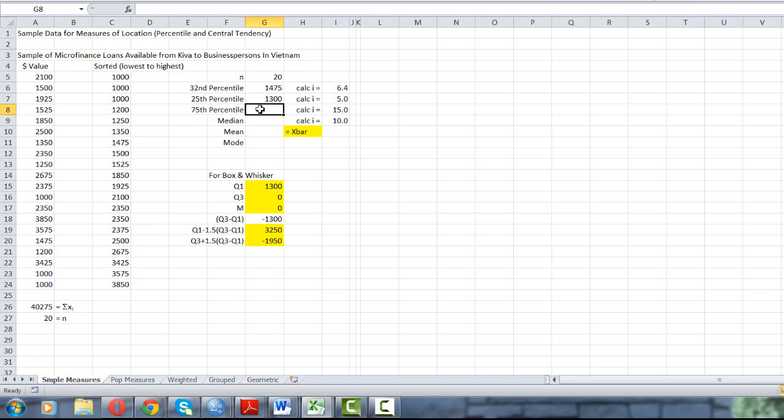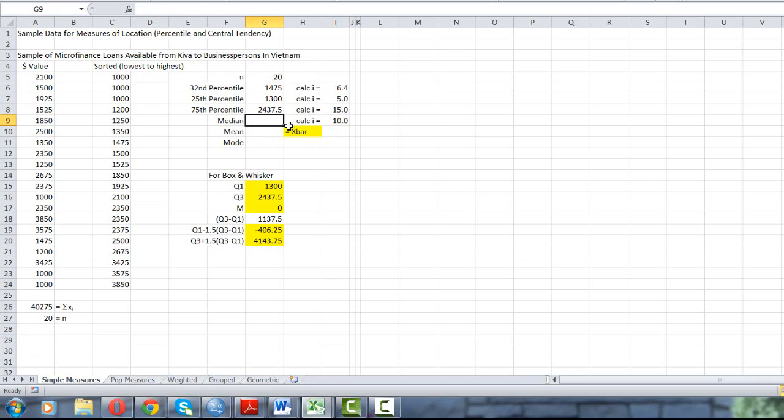and the 75th percentile would be the 15th and 16th value. So 1, 2, 3, 4, 5, 6, 7, 8, 9, 10, 11, 12, 13, 14, 15. So 2,375 and 2,500. And we take the average of that. So 2437.5.